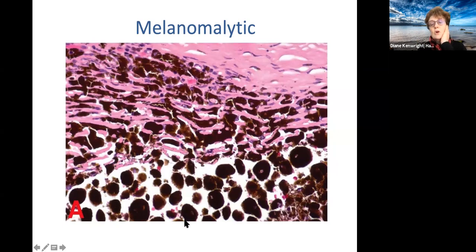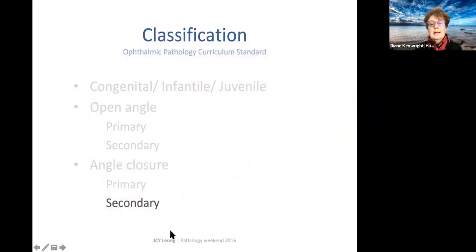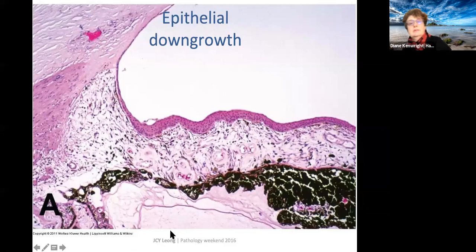So you've got to take the context of the eye into account. This would be, for example, post-radiation, or if you had a melanocytoma that was undergoing some kind of involution or infarction. Right, secondary angle closure, some other things.